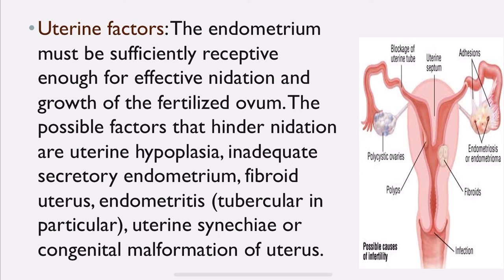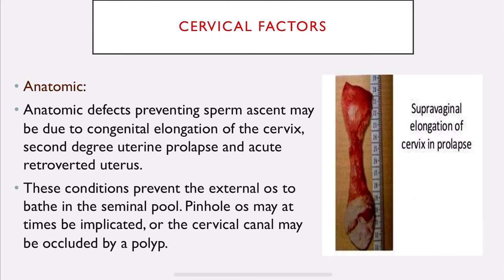One, the endometrium should be receptive enough for the proper nidation of the fertilized ovum. What can hinder this nidation? It could be uterine hypoplasia, inadequate secretory endometrium, fibroid uterus, endometritis, uterine synechiae, and also congenital malformation of the uterus. Now let us look into the cervical factors.